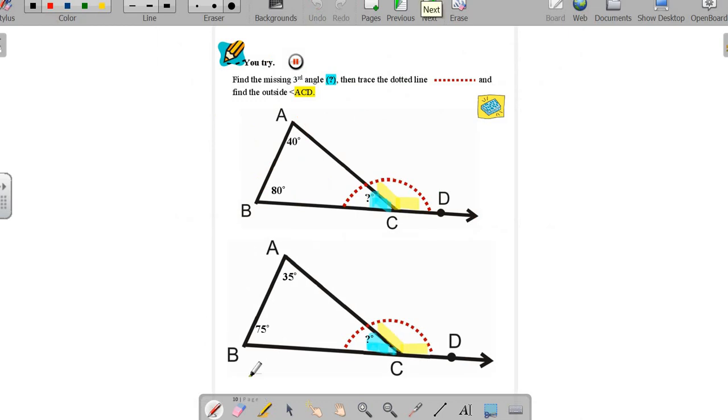In this page, this is what I'd like you to do. You're going to find the missing third angle, which is in blue. I want you to trace along the dotted line, and then I want you to find this exterior angle as well after you find the blue. Do this on your own. Do this now.